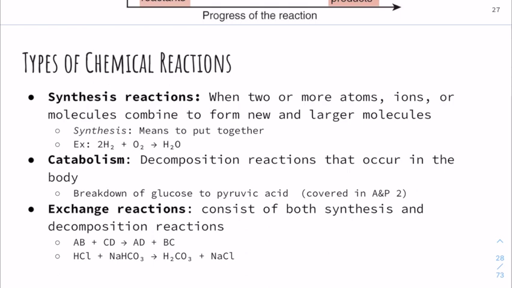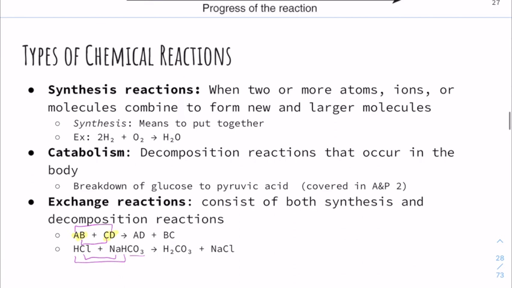So we also have exchange reactions, where we have both synthesis and catabolism happening to create completely new molecules. Say we have AB plus CD. They're switching places here. So now we have AD plus BC after we have our chemical reaction. Or we have HCl plus NaHCO3. The two hydrogens bond together with the CO3, and then the NaCl bind together. So these all create new molecules. We're breaking apart the originals in exchange reactions and making new molecules that the body will utilize for whatever reaction it needs next.